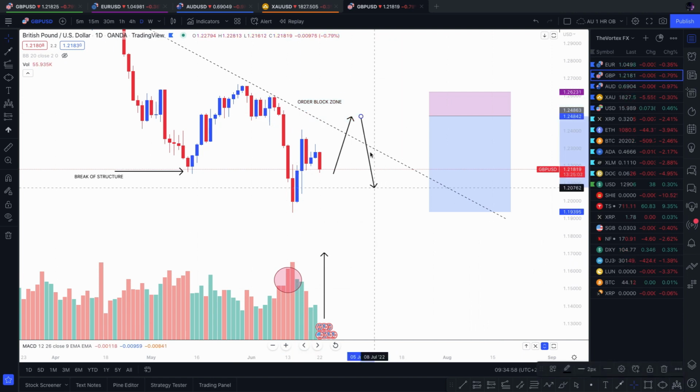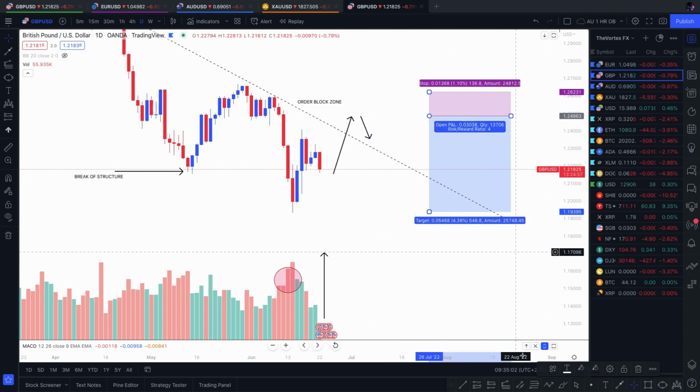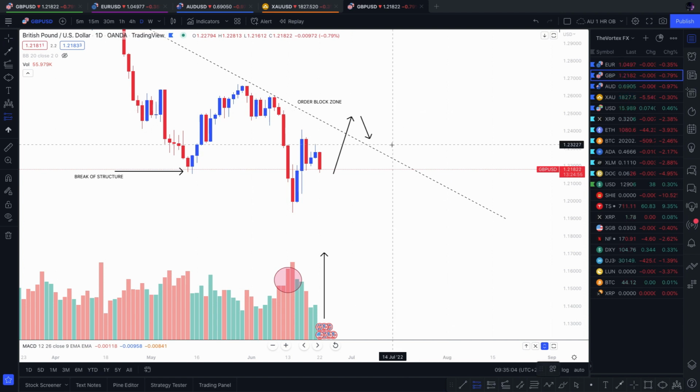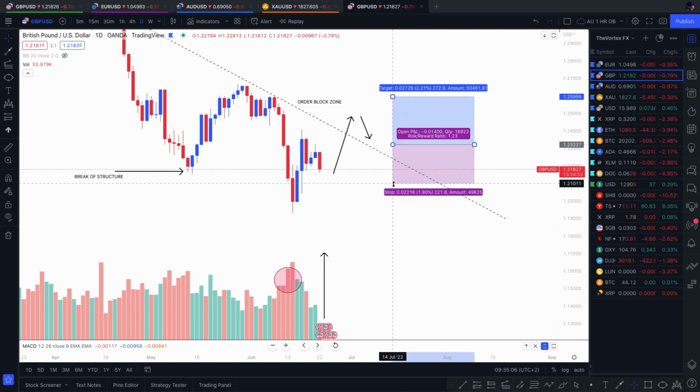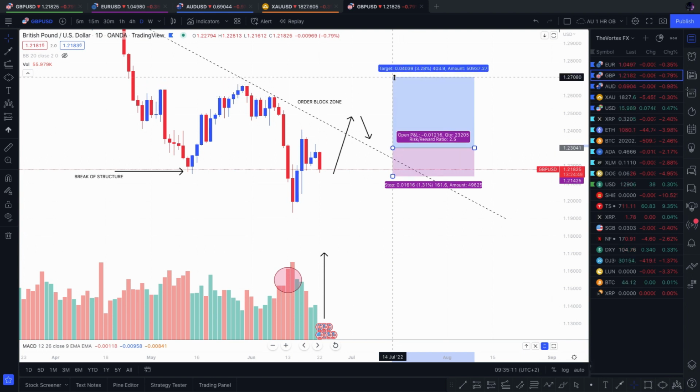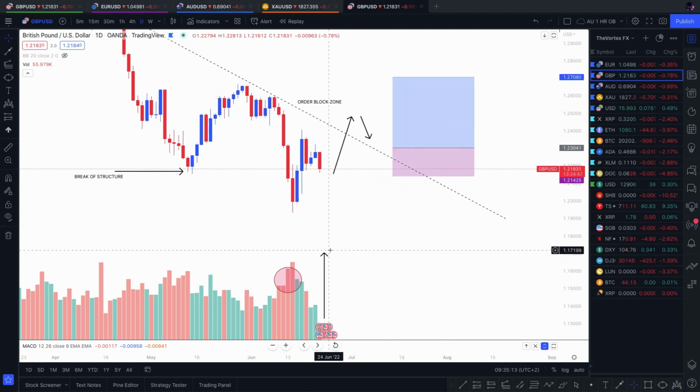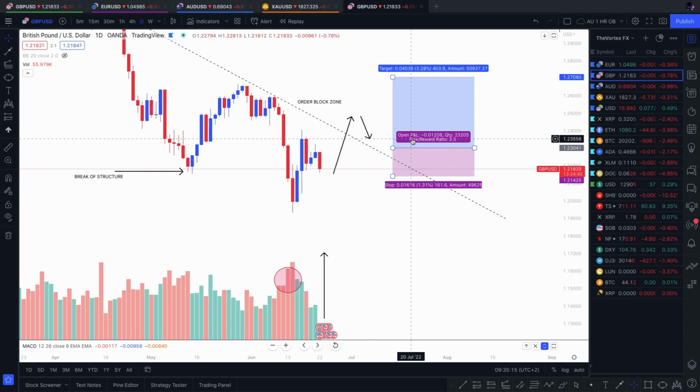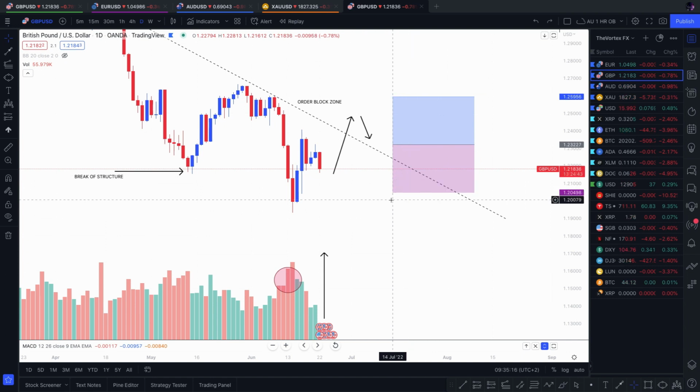This comes up. I look for a retrace to this area right here. I switch this around, and I start to look at something like this instead. Okay, but that is not what I'm looking for right now. Right now, I'm solely waiting for that order block zone to be filled.